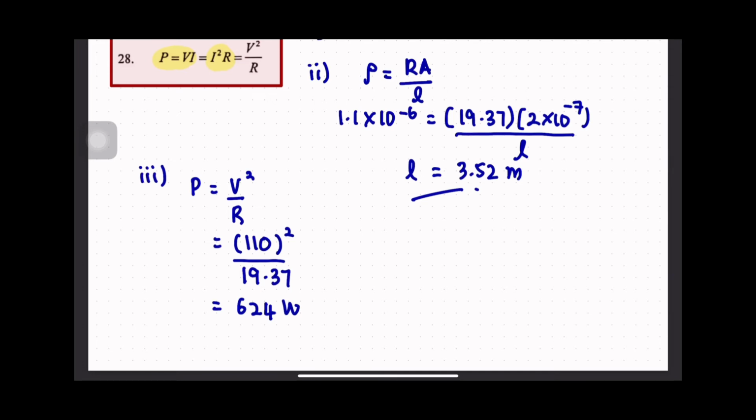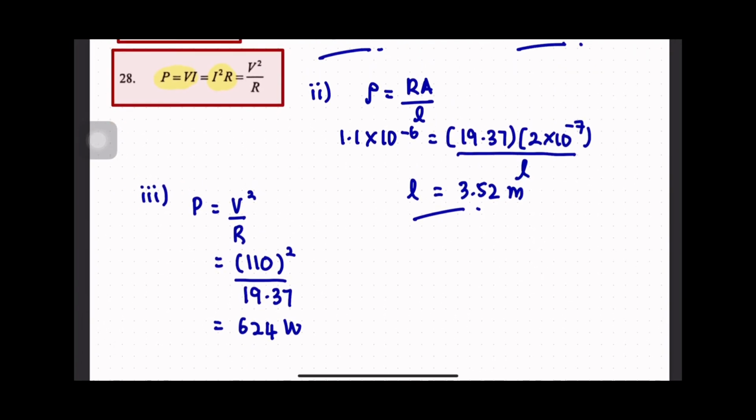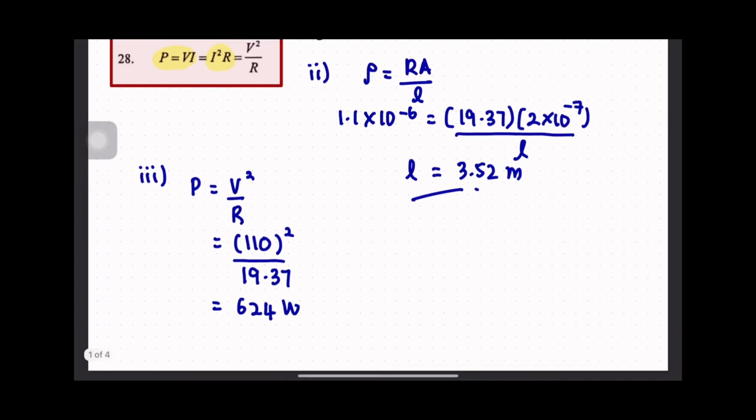Kenapa tak guna VI? Sebab bila untuk case ni, kalau V you change, I you change, sebab power you pun berubah. Jadi, kita ambil yang berkaitan adalah resistor you yang constant. Sebab resistor tu ada satu alat yang letak kat situ. Jadi, dia tak boleh berubah. Resistance tu memang tetap sebanyak tu, jadi dia adalah constant. Yang berubah adalah voltage dan current. Okay, that's why kena ambil formula yang ada resistor.